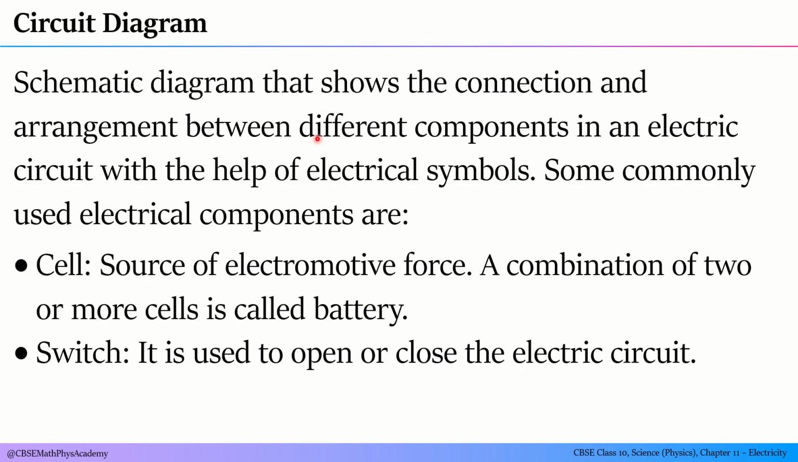We saw different components. Some of the common components are the cell. It is the one which provides the push in the conductor for the electrons to flow. It provides the electromotive force. A combination of two or more cells is called a battery. Switch: a switch is used to stop or start the current flow, and in more technical terms it is called opening or closing the electric circuit.